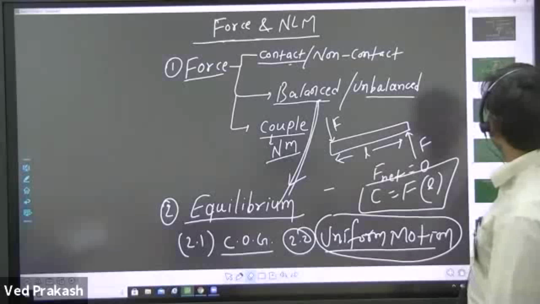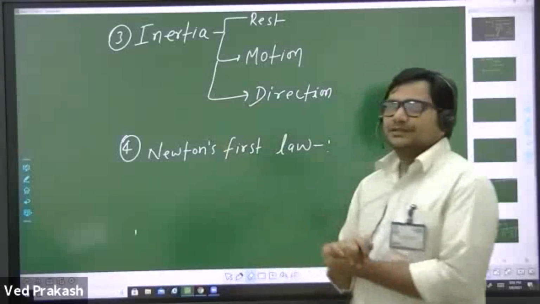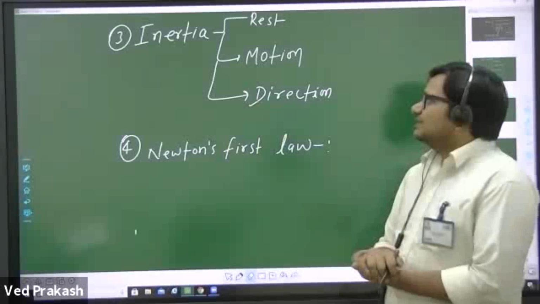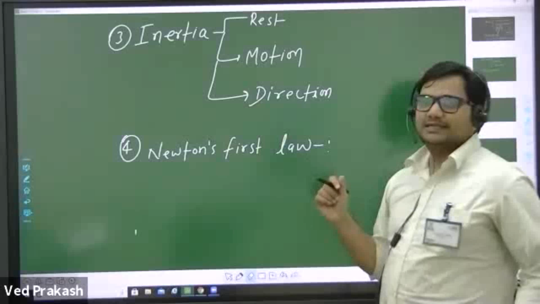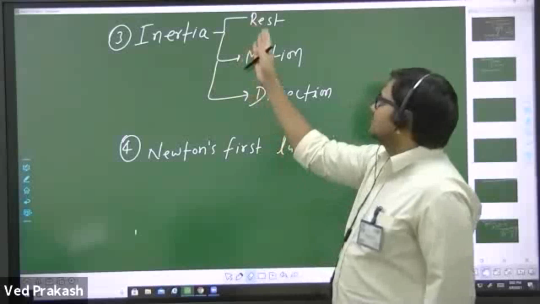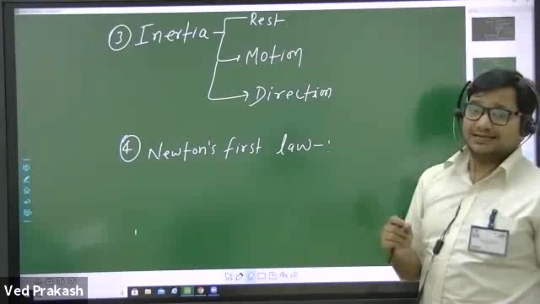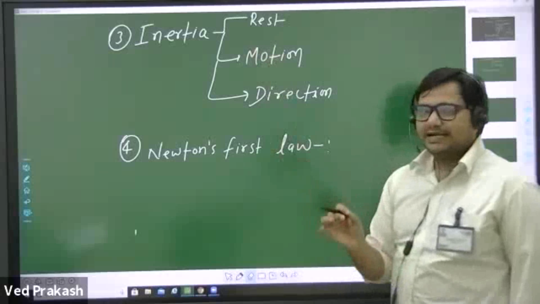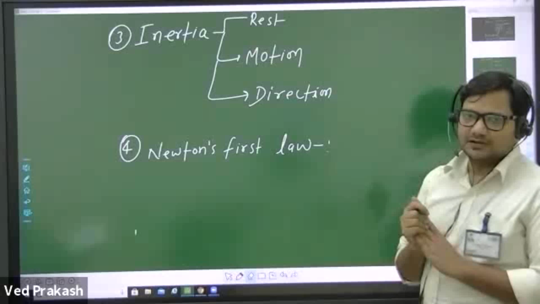So let's move to the next slide. Now we will learn about inertia. Can you define inertia? Inertia is the natural tendency of any object to maintain its initial state. Inertia is of three types. Inertia of rest means that if any object is initially at rest, then it will try to maintain its rest state unless acted upon by an unbalanced external force.